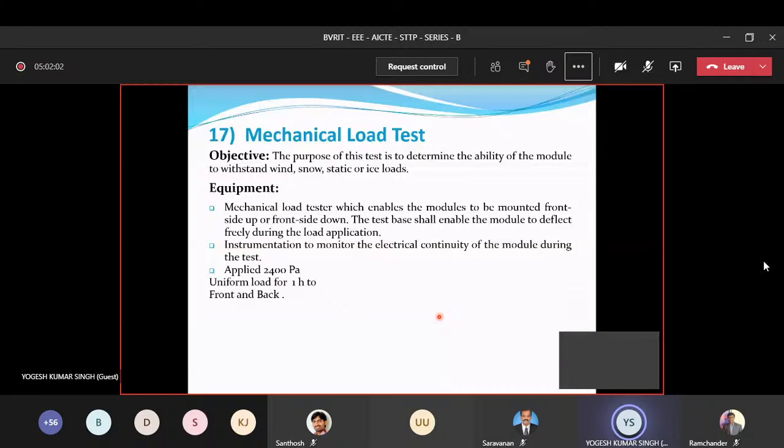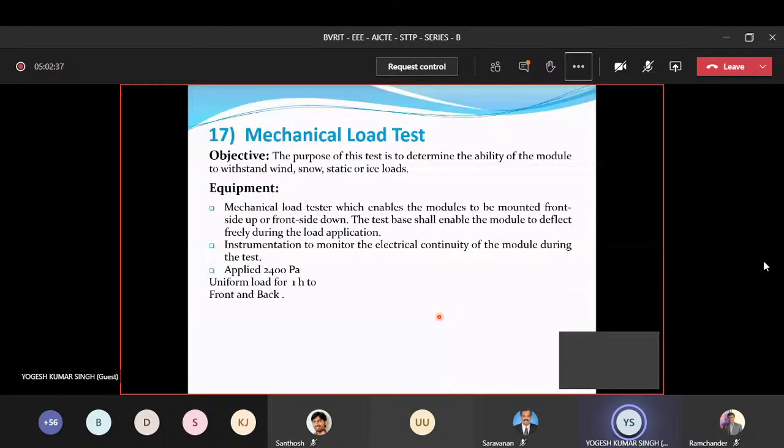A lot of the time you will find people standing on the module, and sometimes the module cells get cracked in that condition. That's why we use mechanical load testing, and with its help we ensure that your module will not break in that particular condition, because this module has already passed the 2400 Pascal requirement with a uniform load for around 1 hour. It will work in a proper way and give the output.